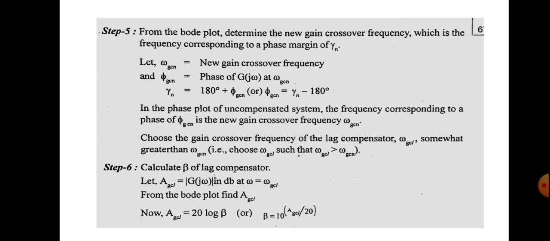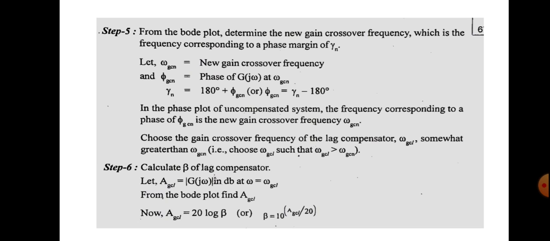Once we obtain that gamma n value, we will get the corresponding gain crossover frequency from the phase plot of the Bode plot. That new gain crossover frequency is represented by omega GCN, and corresponding to that omega GCN there will be φGCN, which represents the phase of G(jω). Once you obtain this φGCN, you can write gamma n equal to 180 degrees plus φGCN, so φGCN will be equal to gamma n minus 180 degrees. That is your equation. These steps are similar to the previous lag compensator and lead compensator sections, so go through those videos also, and then you will easily get the idea.